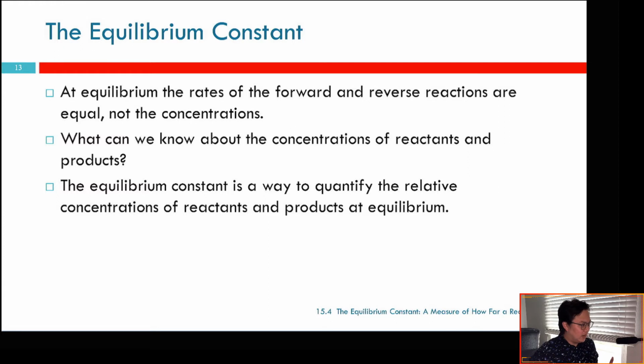So then, at equilibrium, the rates of the forward and reverse reactions are equal, not the concentrations. So what can we know about the concentrations of reactants and products? Well, we have the equilibrium constant, which is a way to quantify the relative concentrations of the reactants and products at equilibrium.